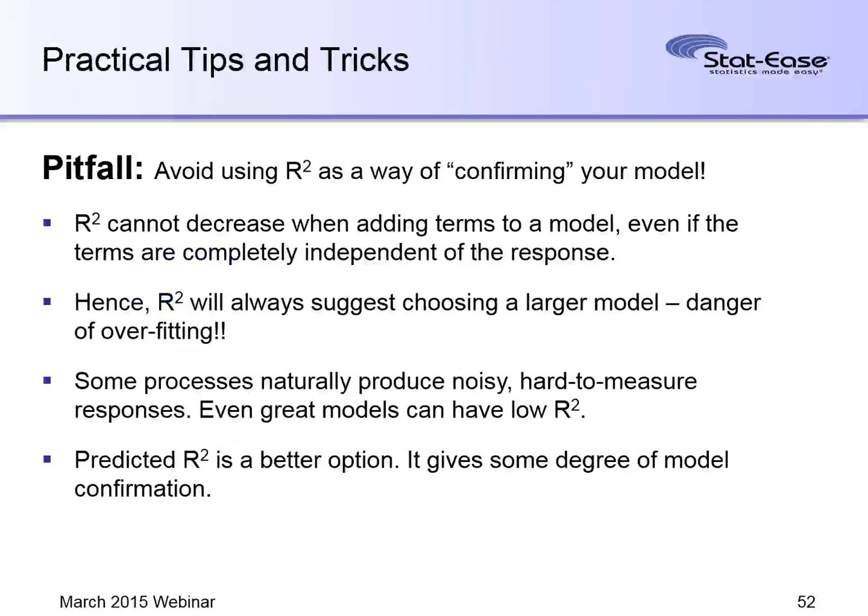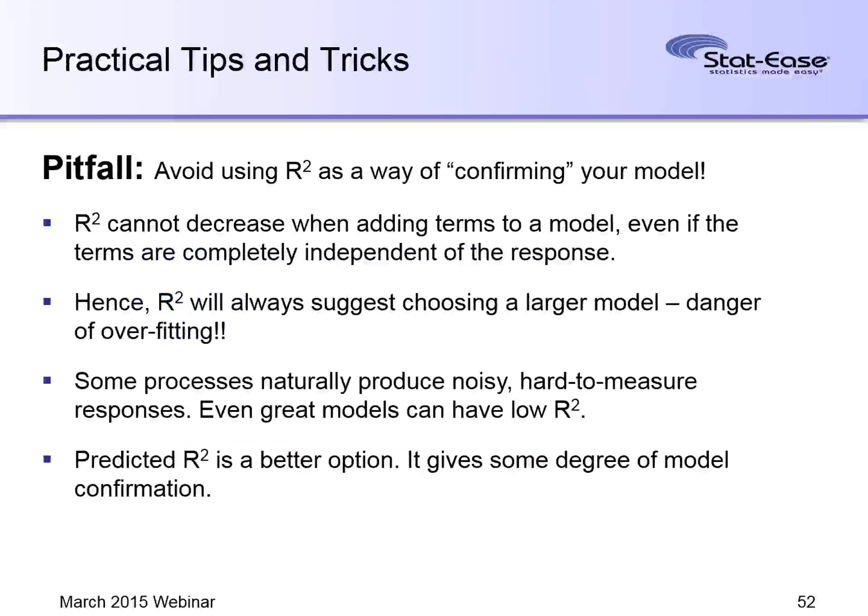Also, note that some processes are just very hard to measure. Sometimes you have processes where the response is unwieldy. It's kind of all over the place, and so even great models can have low R squared. I was talking to a friend of mine who's in finance, and he mentioned to me that a lot of times their models will have R squareds on the order of 0.5%, 1%, or maybe 2%, which would be considered extremely high. And yet they use those models all day and every day. So even great models can have low R squared. You might just be dealing with a process that's very difficult to measure.